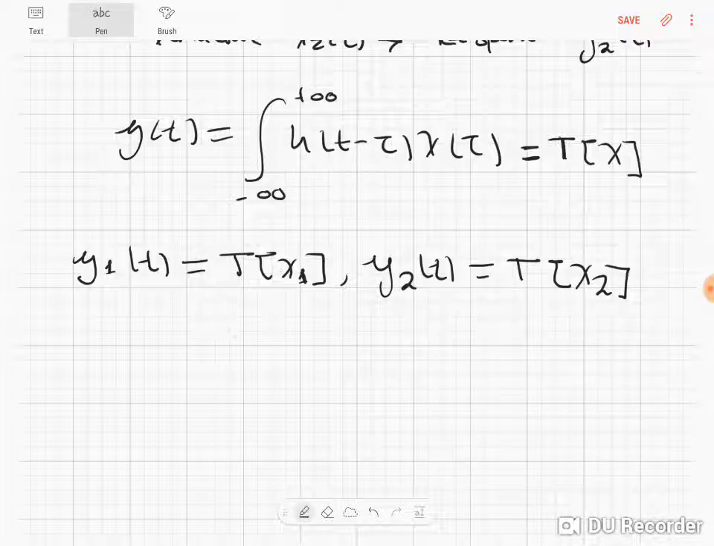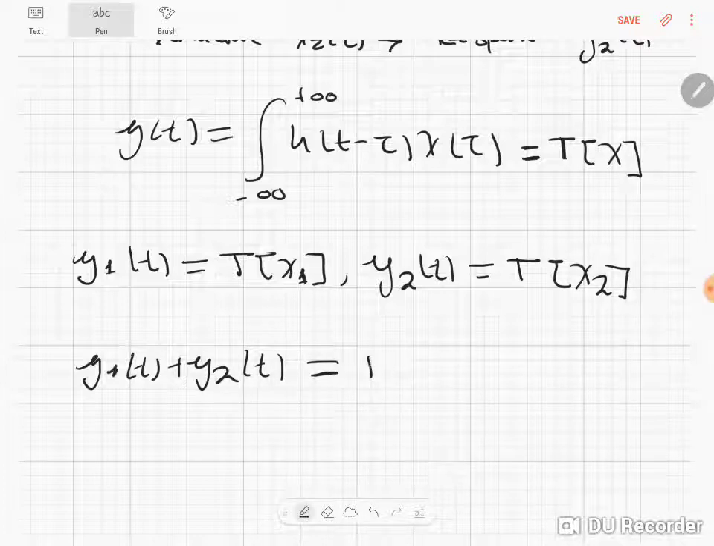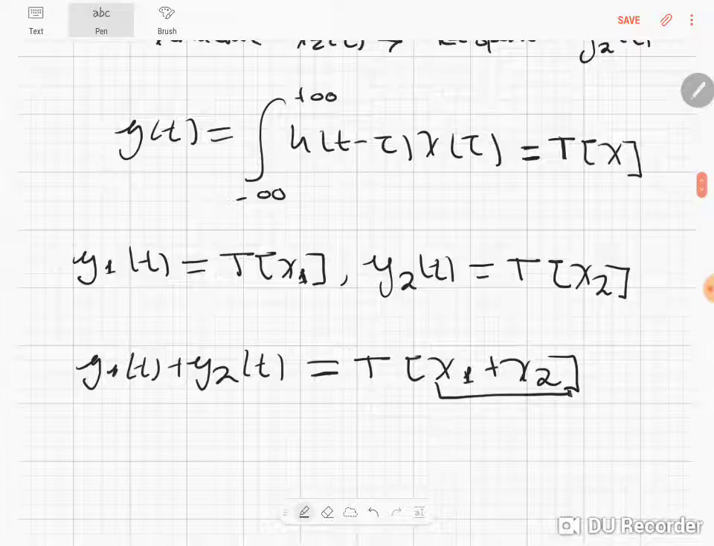A system represented by this transformation T is linear if y1 of t is equal to that transformation on x1 and y2 of t is equal to the same transformation on x2, because what the system does is just transform the excitation into something else. So if that's the case, the system is linear if y1 of t plus y2 of t is equal to the transformation of x1 plus x2. That means that if you apply x1 plus x2, you get y1 plus y2, being y1 and y2 the individual responses to x1 and x2 respectively.